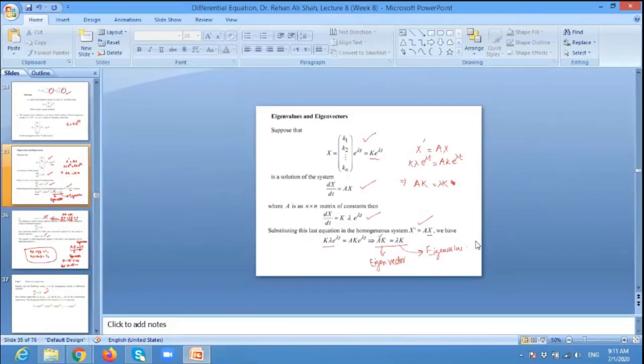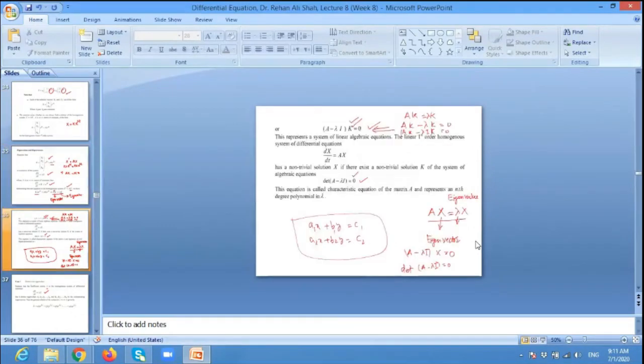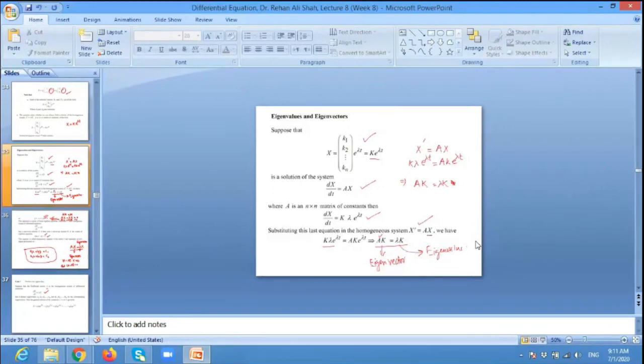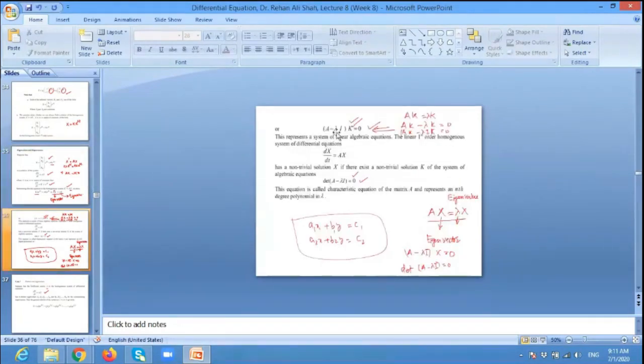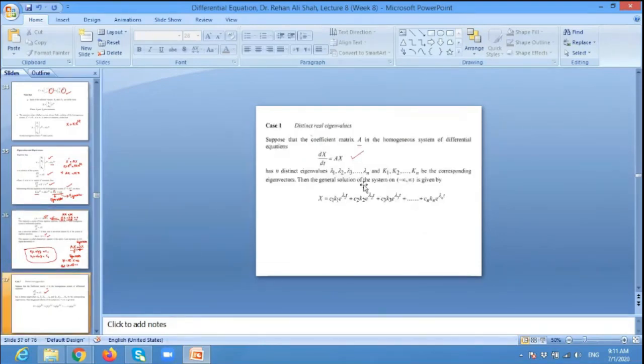As I explained earlier, if you take x is equal to k e power lambda t and take the derivative and put in the values, you will get a minus lambda I k equal to 0. If you take the determinant of a minus lambda I equal to 0, you will get the characteristic equation of the matrix, an nth degree polynomial in lambda. So if you solve it, you will get the eigenvalues and the corresponding eigenvectors k1, k2, kn.